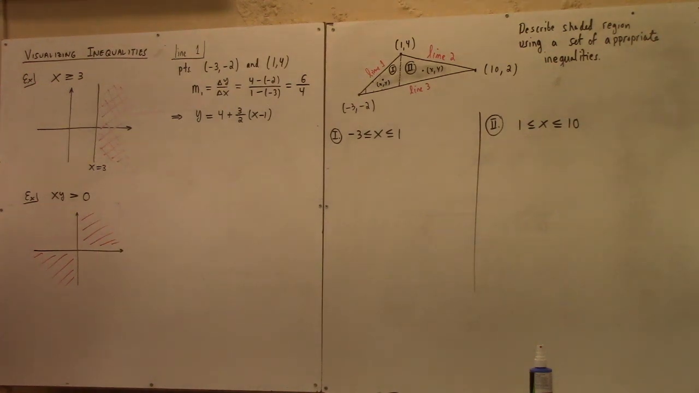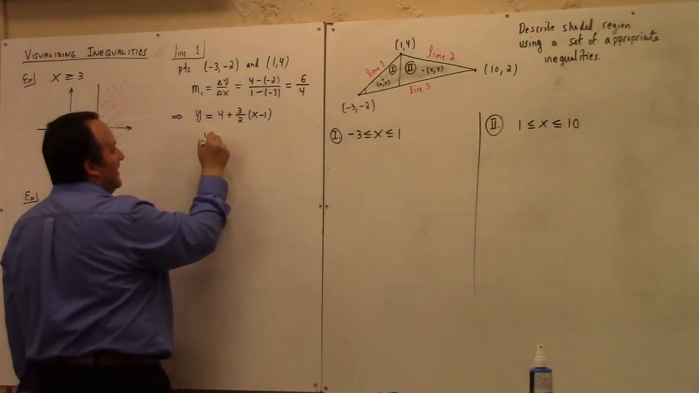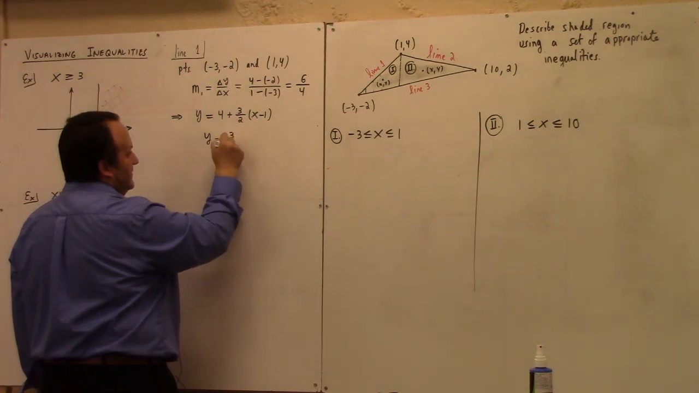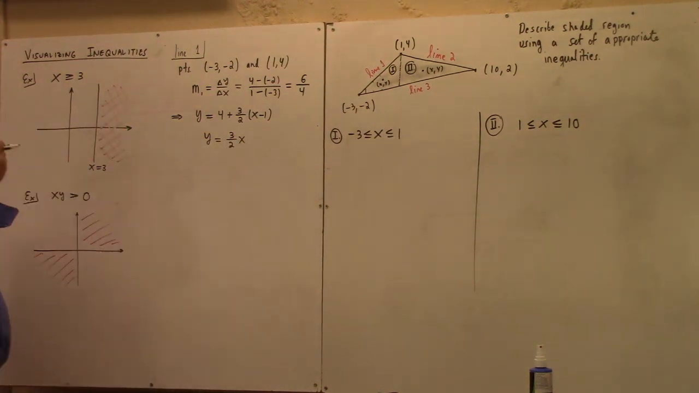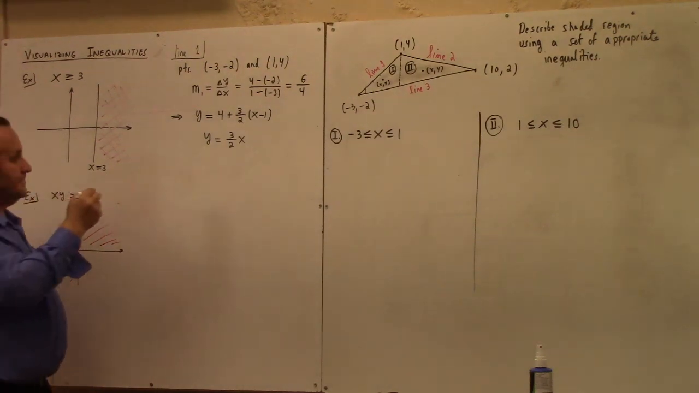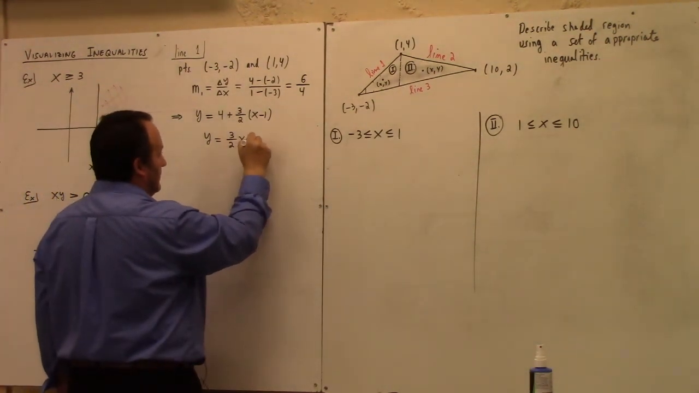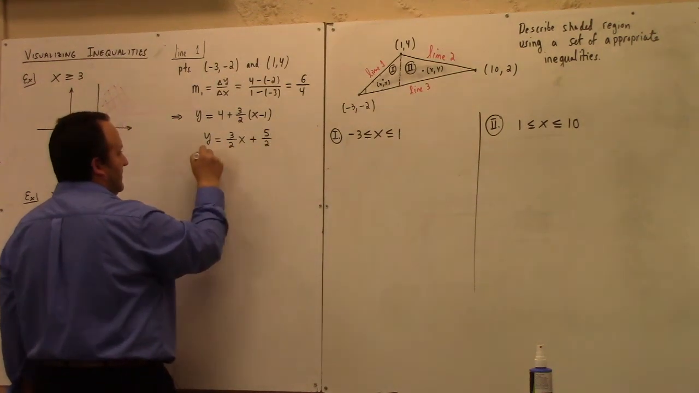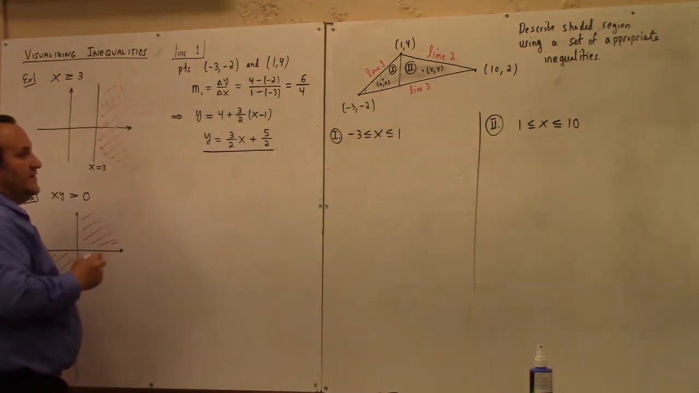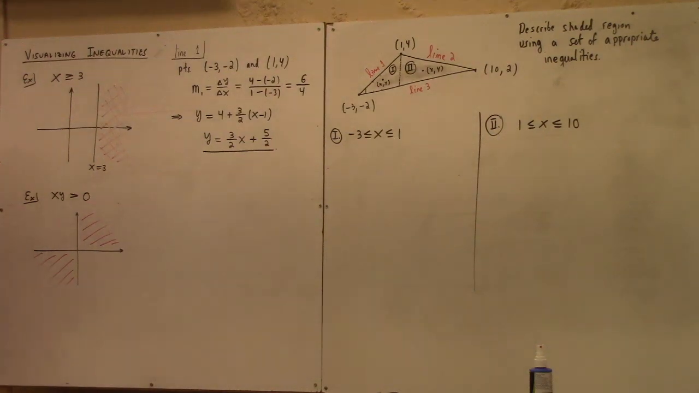I mean, we can clean that up if you'd like. Would you feel better if I put it in mx plus b format? Okay. So y is equal to 3/2 x. And what's 4 minus 3/2? 5/2. I believe that's right. Yeah. So there's the equation for line 1.